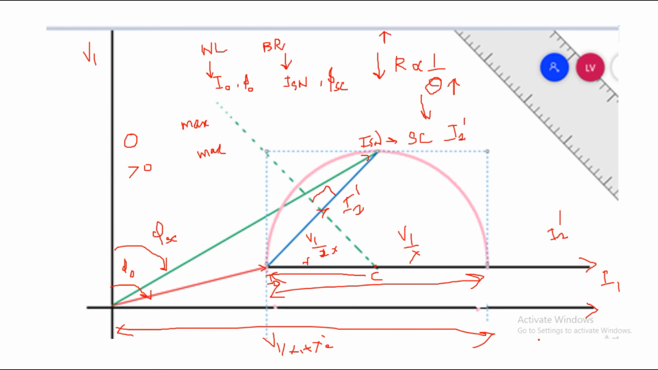So this is the actual circle diagram after obtaining data by conducting suitable tests on a three-phase induction motor. In the next video, we will discuss the procedures to be followed for drawing the circle diagram according to the data available. Along with that, we are going to solve some numerical problems on the circle diagram. Thank you.